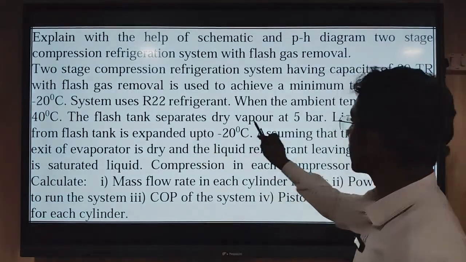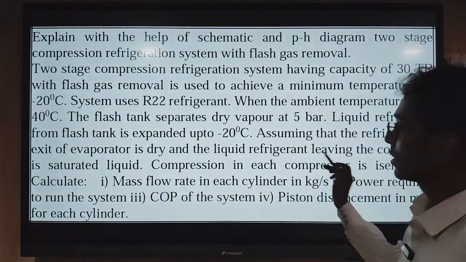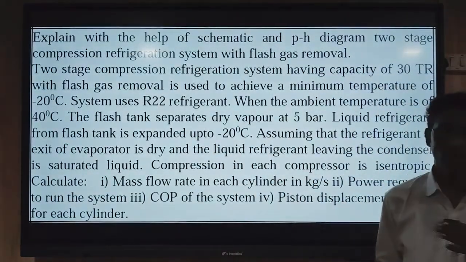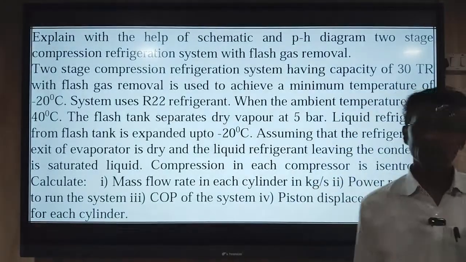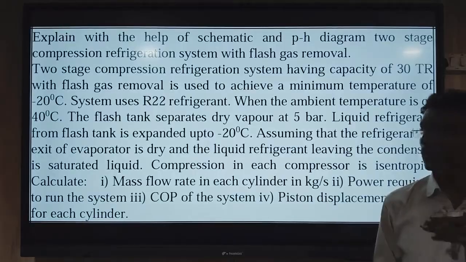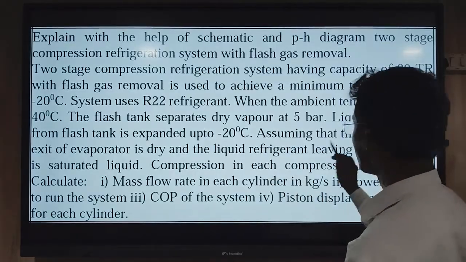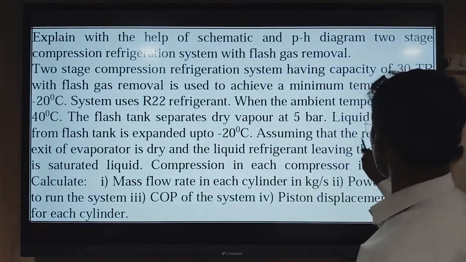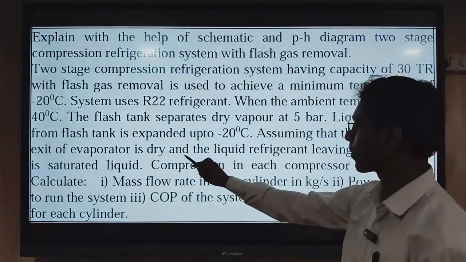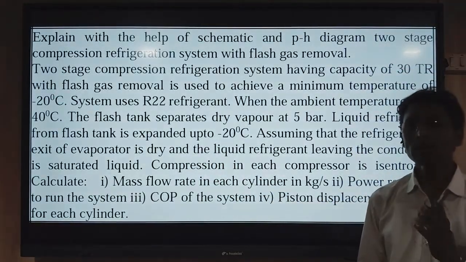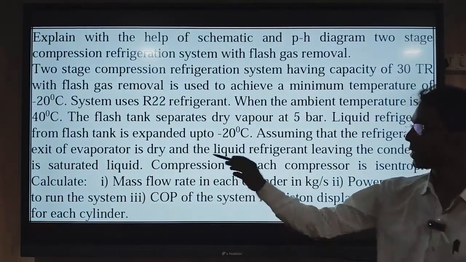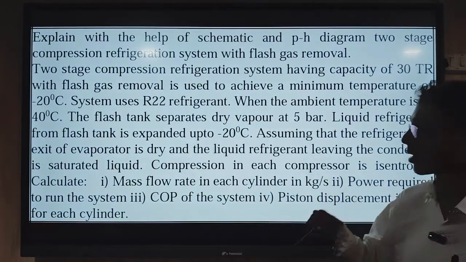The flash tank separates dry vapor at 5 bar. This 5 bar is the intermediate pressure, as the flash tank is in between the evaporator and condenser. So that 5 bar pressure is given. Assume that the refrigerant at the exit of the evaporator is dry. Dry means the condition at compressor entry, point number 1, will be on the saturated curve.